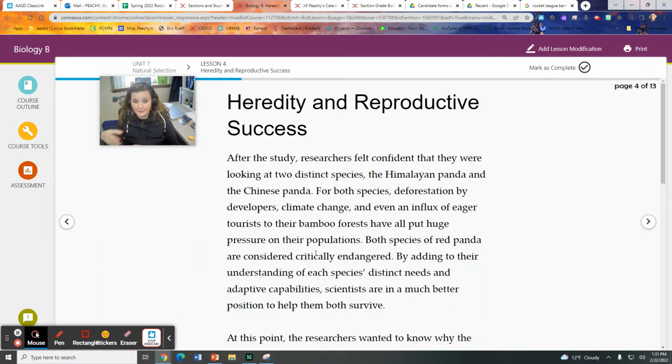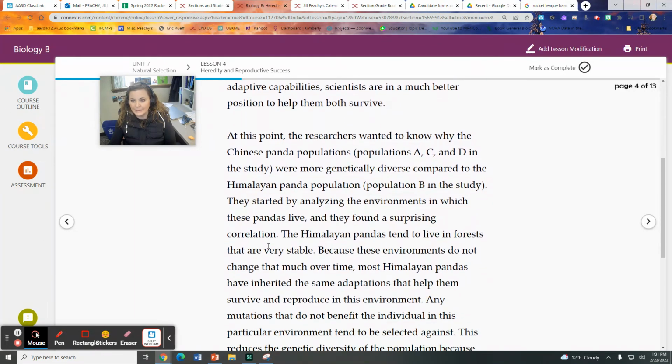So both species, Himalayan and Chinese, across the four populations, are being affected by the fact that the bamboo forests are kind of going away. However, what they wanted to know was why the Chinese populations were more genetically diverse. Why is there more diversity than in the Himalayan panda population, even though they're all red pandas? Outwardly they're going to look the same, right? Because this one SNP isn't affecting their phenotype at all.